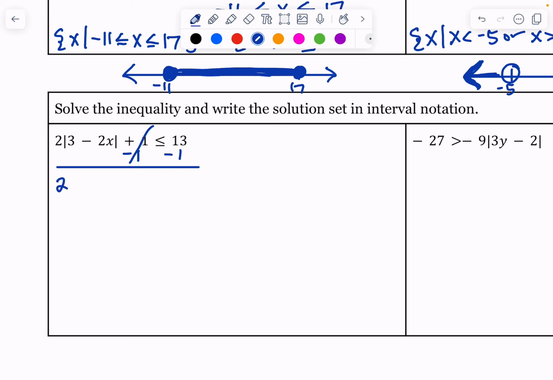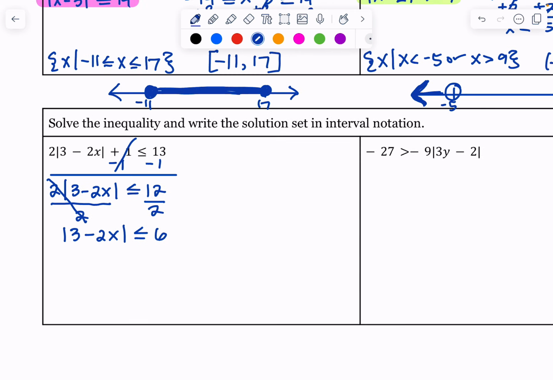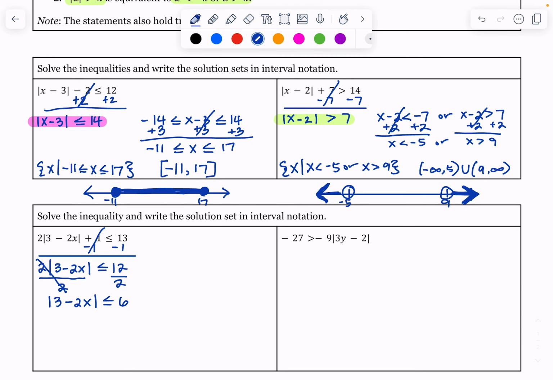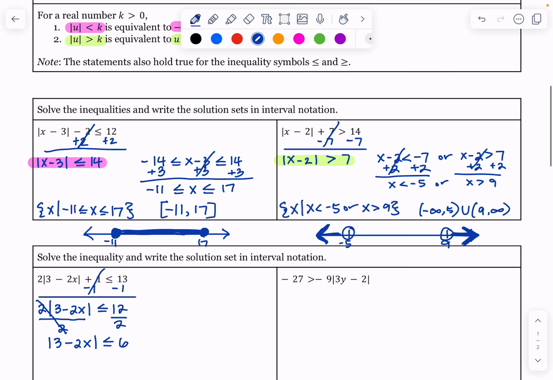And that gives us 2 times the absolute value of 3 minus 2x, which is less than or equal to 12. Divide by 2. So these 2's cancel, or go to 1. And we're left with the absolute value of 3x minus 2 is less than or equal to 6. And so if we go back up to our properties, right here we have a less than or equal to, and that correlates with what we highlighted in pink.